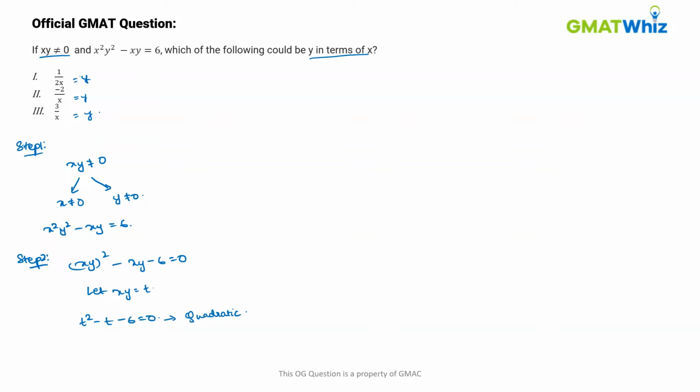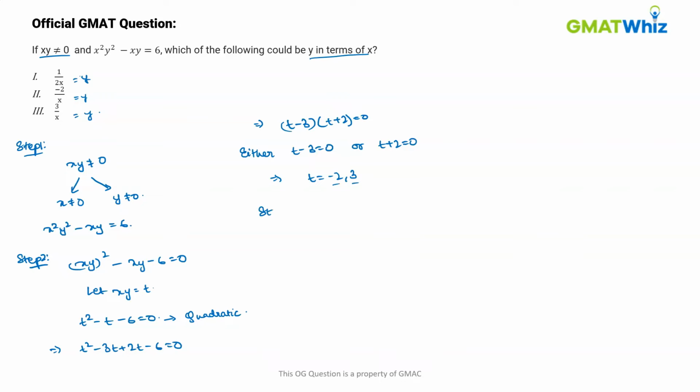Now we can factorize this equation and get t squared minus 3t plus 2t minus 6 equals 0. This gives us (t minus 3)(t plus 2) equals 0. And from this we can infer that either t minus 3 equals 0 or t plus 2 equals 0. So t can be either equal to minus 2 or 3. Hence, we have to test these two values.